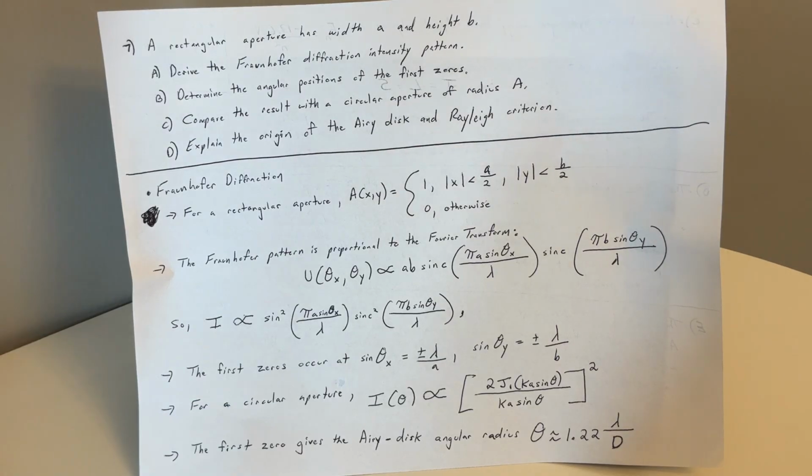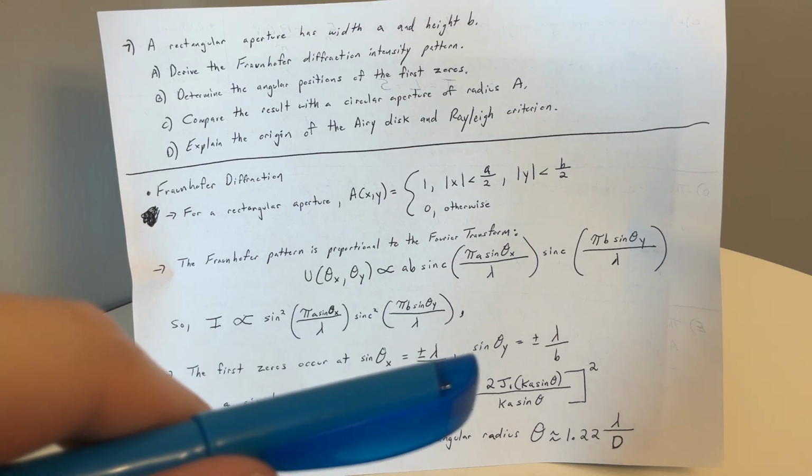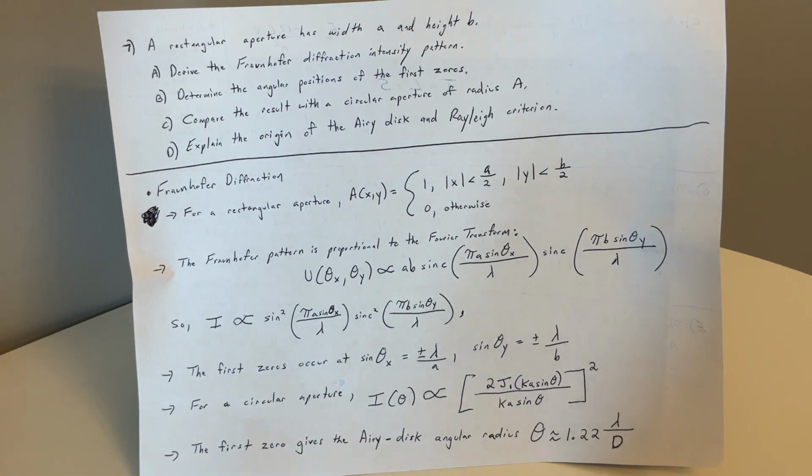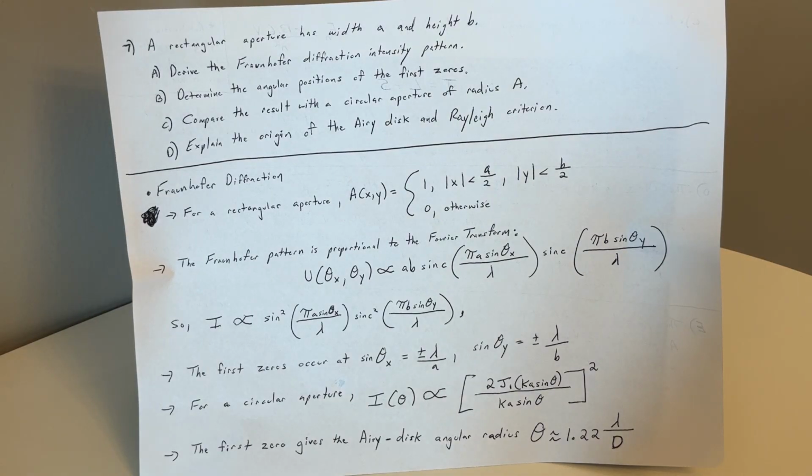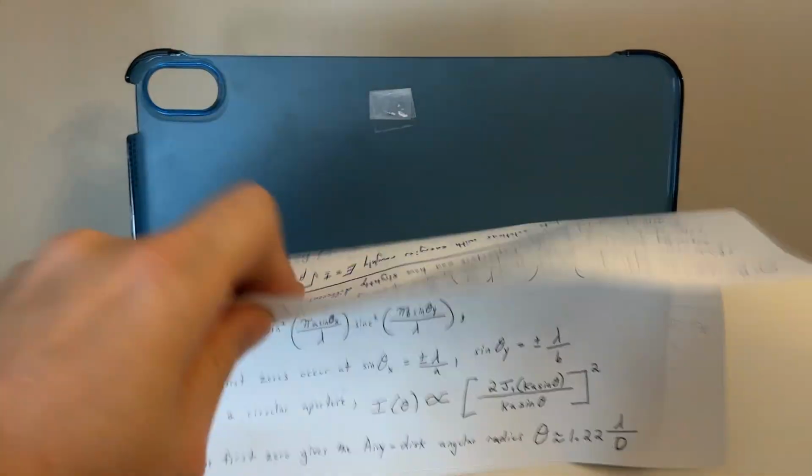And the first zeros are going to occur at sine theta sub x equals plus or minus lambda over a, sine theta sub y equals plus or minus lambda over b. For a circular aperture, I of theta is proportional to J sub 1 of ka sine theta over ka sine theta, that whole quantity raised to the second power. And the first zero gives the Airy disk angular radius, theta approximately 1.22 lambda over D. Okay, so that's number 7. Moving along to number 8.